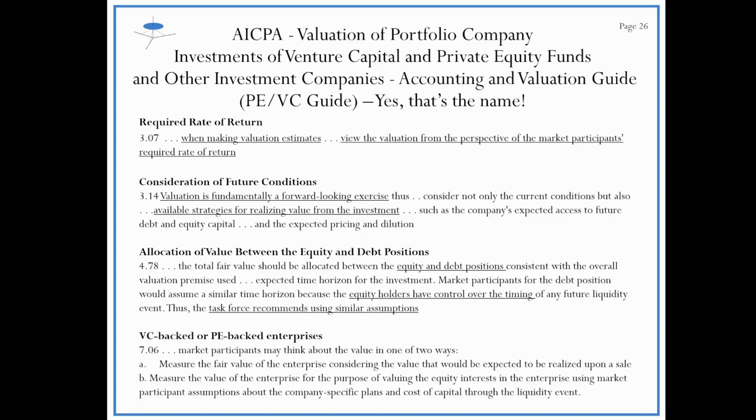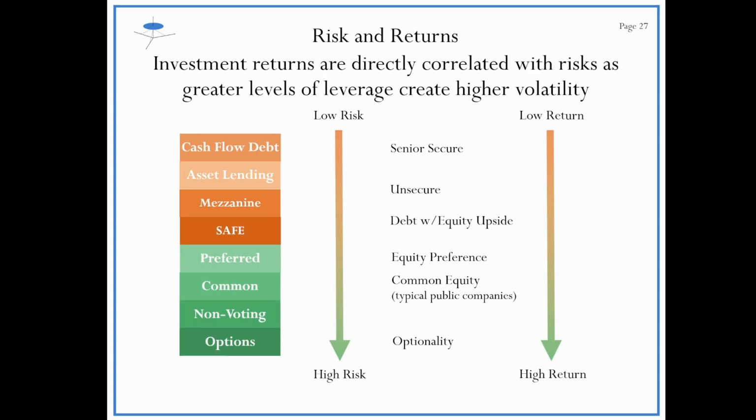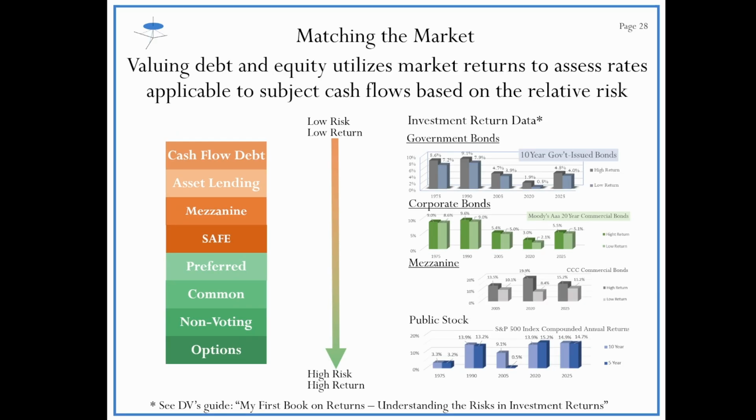Before we look at those, let's first discuss some investment facts. Investment returns are directly correlated with risk, as greater levels of leverage create higher volatility. Accordingly, investments in debt receive lower returns than preferred, which receive lower returns than common stock. Valuing debt and equity is based on three pillars: cash flow, risk, and return. Valuation models utilize market returns to assess rates applicable to subject cash flows based on the relative risk.